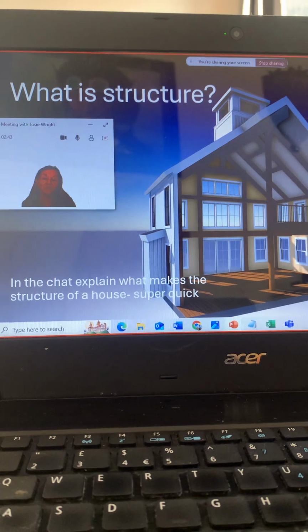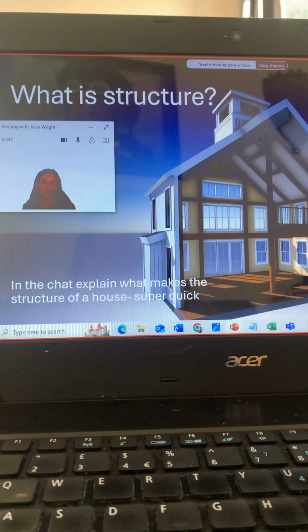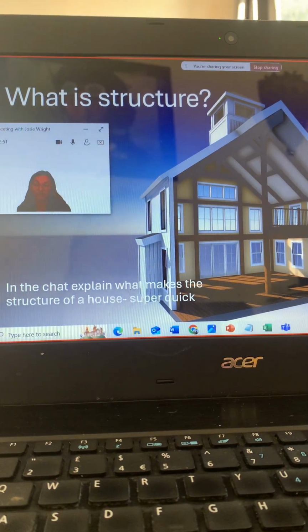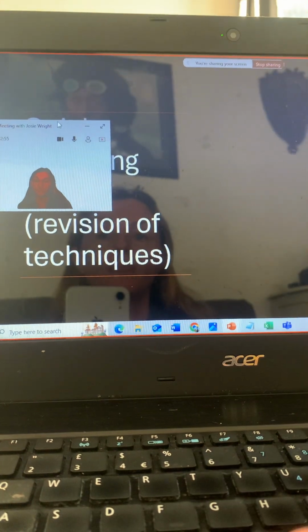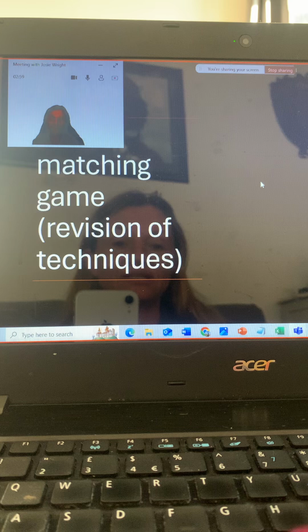So now we're thinking about this in terms of a text, and specifically in terms of a non-fiction text. What do I mean when I say non-fiction? Brilliant. Yes. Okay, so non-fiction is when it is true. It's not a story. And we've looked at different types of non-fiction texts already. So let's have a quick revision of these techniques.